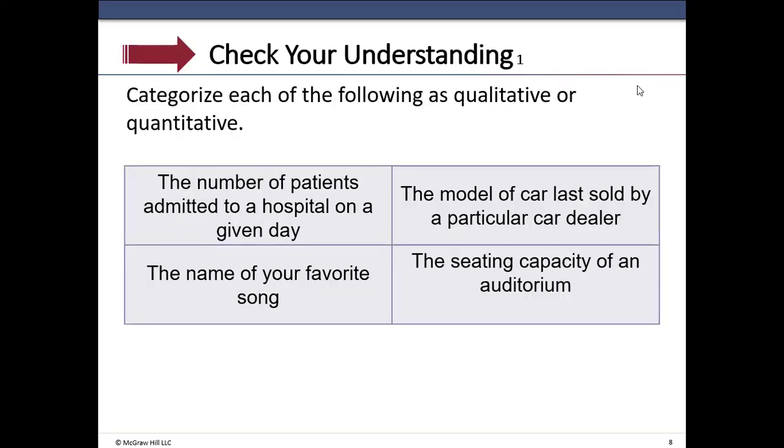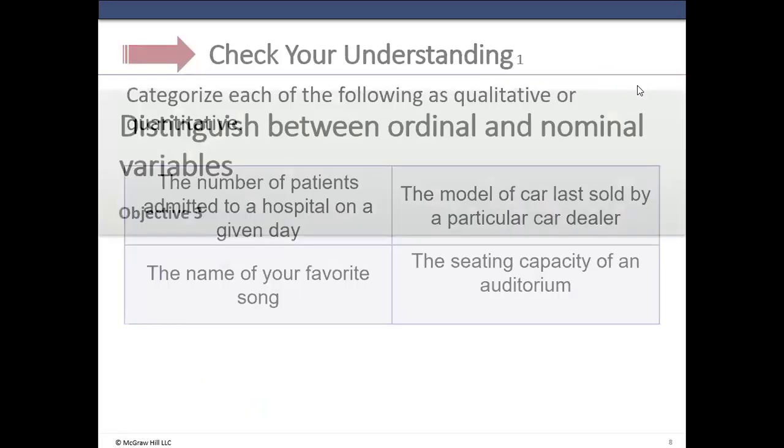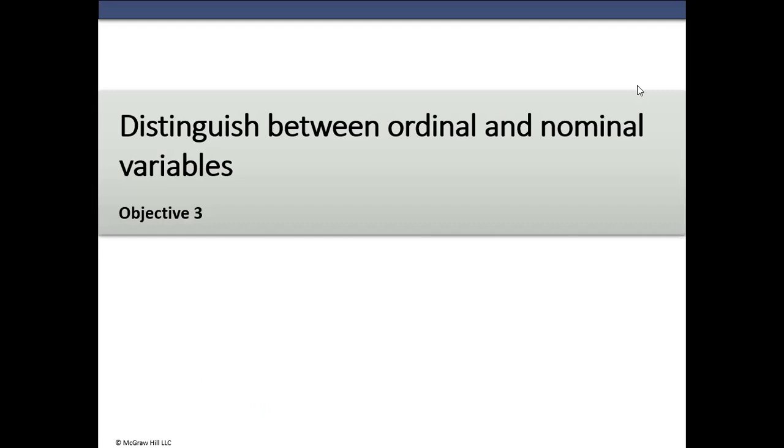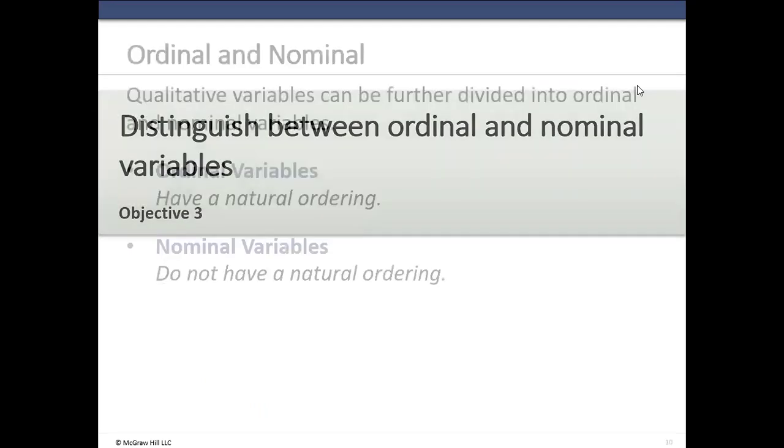Categorize each of the following as qualitative or quantitative. Number of patients, quantitative. Model of car is a category, qualitative. Name of your favorite song, category, qualitative. Seating capacity of an auditorium in number is a quantitative variable.